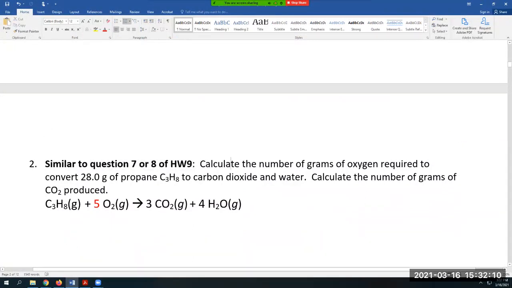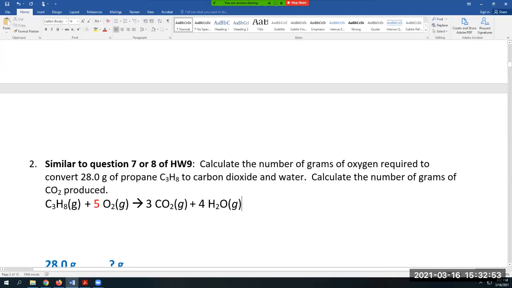So the question is, calculate the number of grams of oxygen required to convert 28.0 grams of propane, propane is C3H8, to carbon dioxide and water. And you're provided the chemical equation there, and it's balanced. And another question will be to calculate the number of grams of CO2 produced. So it's really two questions that are different and will require different calculations. So we will take the first one first. Calculate the number of grams of oxygen required to convert 28 grams of propane to carbon dioxide and water.